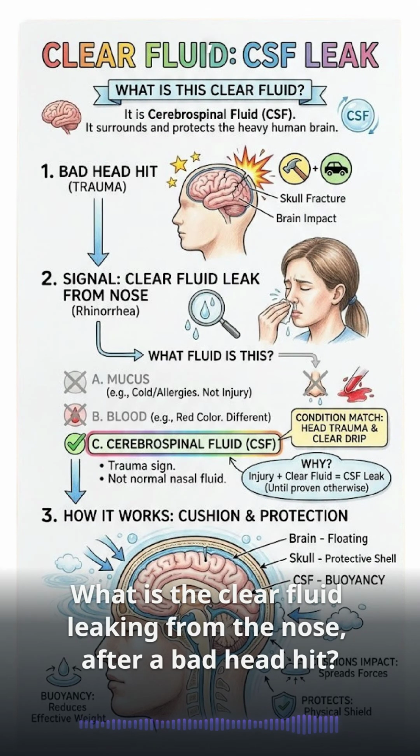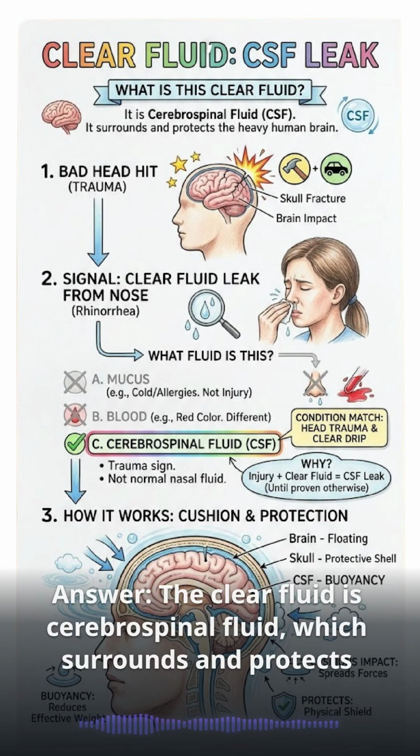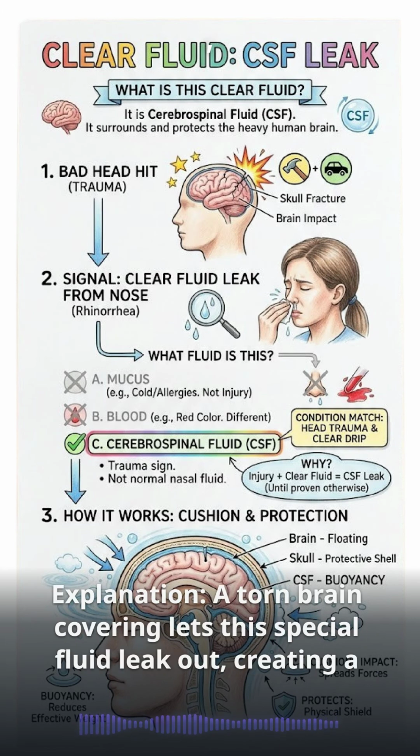23. What is the clear fluid leaking from the nose after a bad head hit? The clear fluid is cerebrospinal fluid, which surrounds and protects the human brain. A torn brain covering lets this special fluid leak out, creating a bad infection risk.